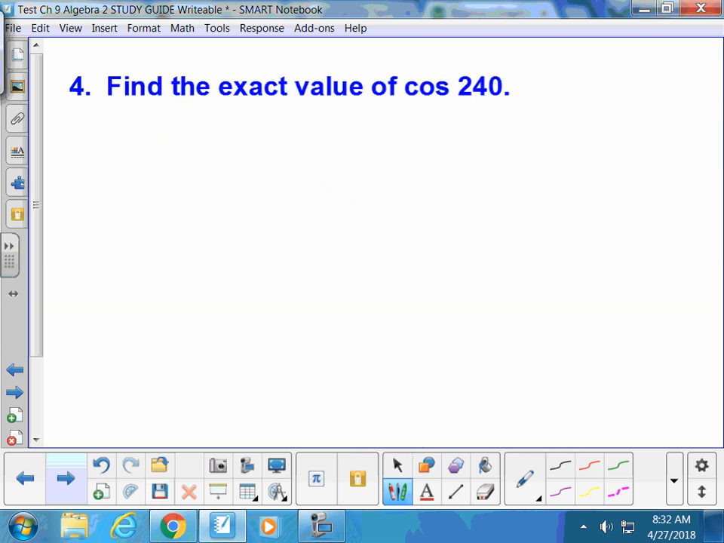Find the exact value of cosine 240. You could definitely just turn to your unit circle and look at that. 240 is down there in quadrant 3, and we want the x value for cosine. So negative 1/2.